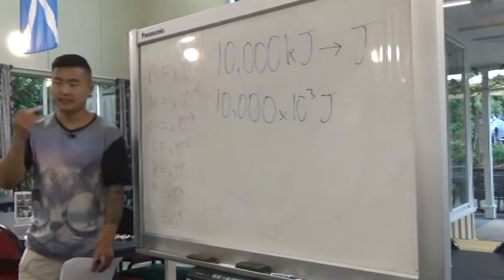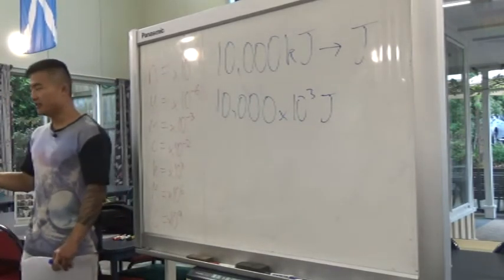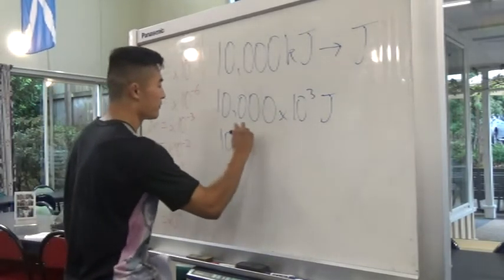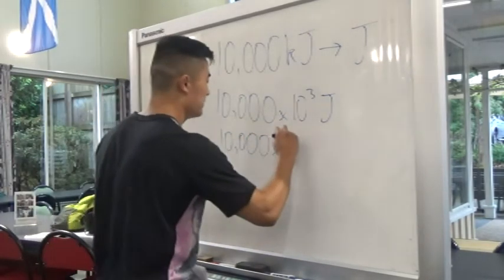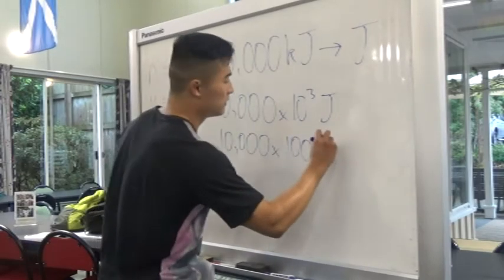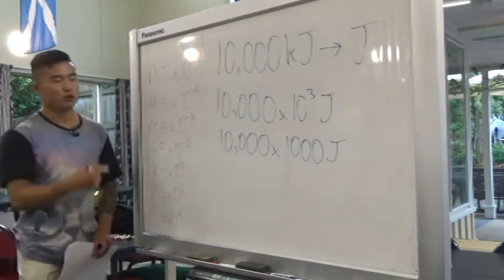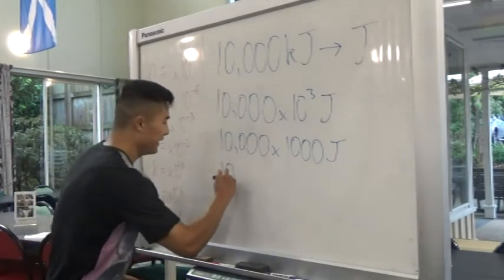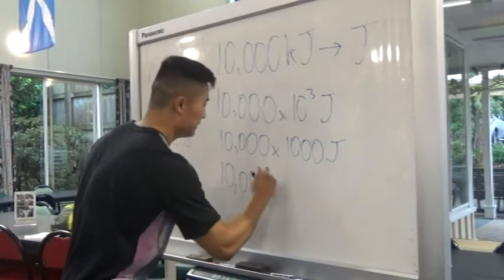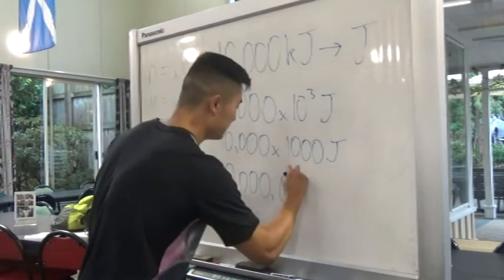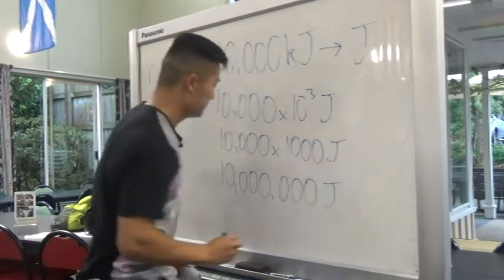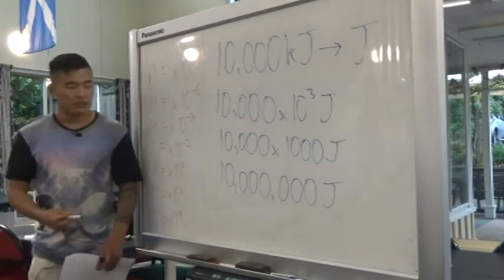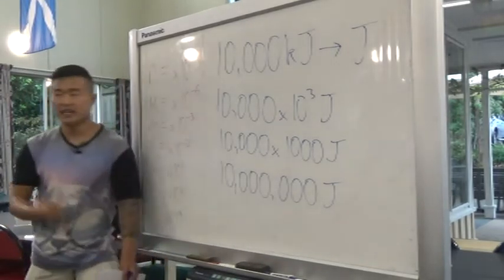And what's times 10 to the 3? That's just 1,000, right? So that's 10,000 times 1,000. Or we're just adding three zeros to it. So that would be 10,000. And then we're going to add another three zeros. So that's going to become 10 million joules, right? So now, if we didn't want to have so many zeros, we could tidy it up.